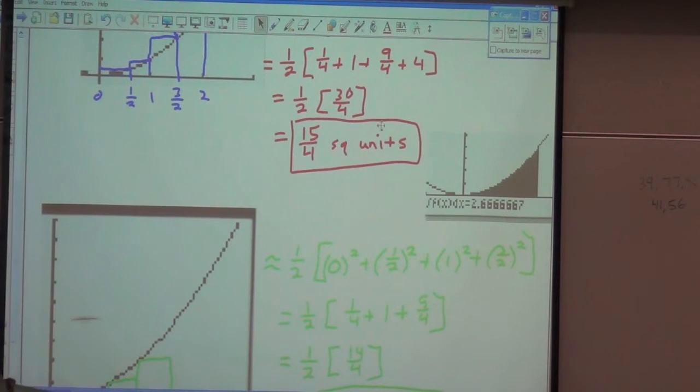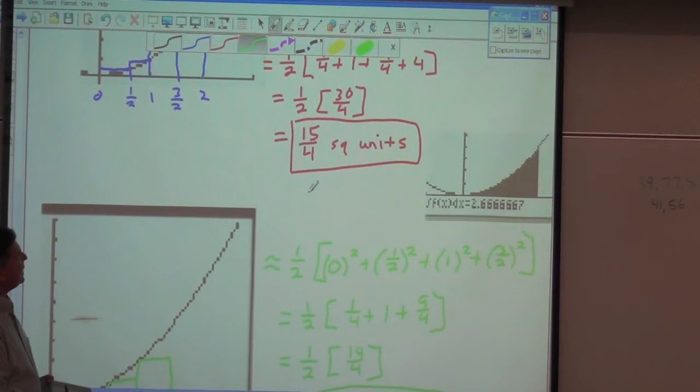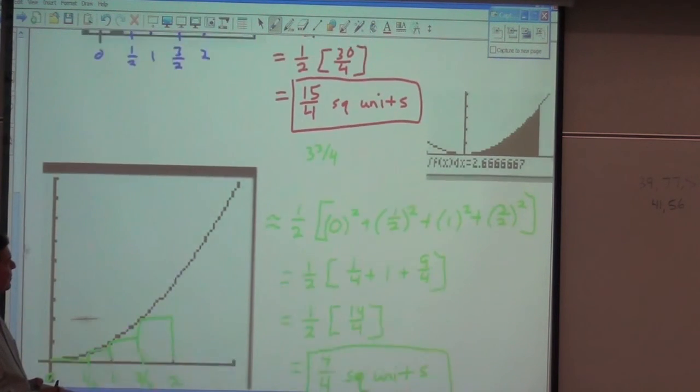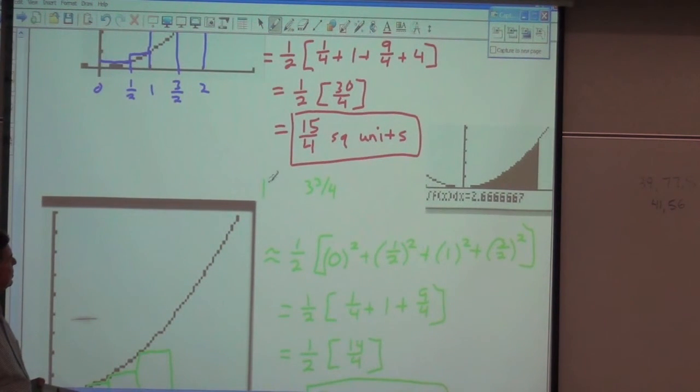Hey, guys, this right here, 15 over 4, that's really 3 and 3/4. And the other one we got was 7/4, that's 1 and 3/4. We said the actual area was somewhere in between, and this is 2 2/3, that's in between those two things.